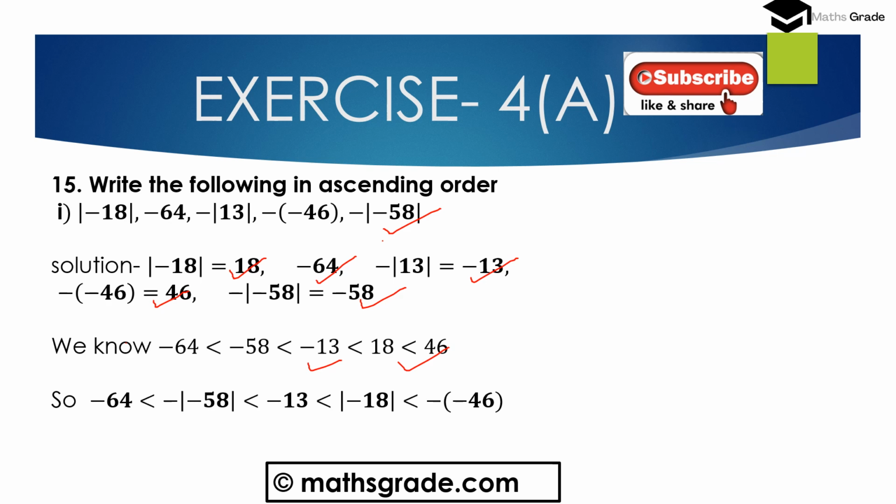So minus 64 is less than minus of absolute value of minus 58, is less than minus of absolute value of 13, then less than absolute value of minus 18, is less than minus of minus 46.